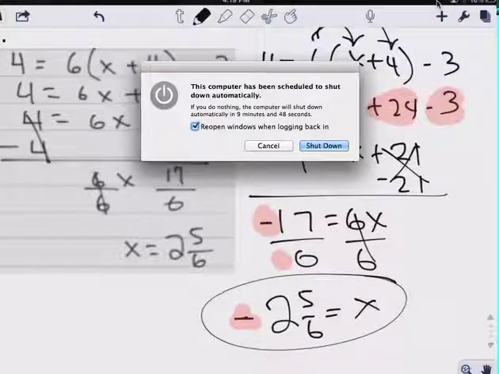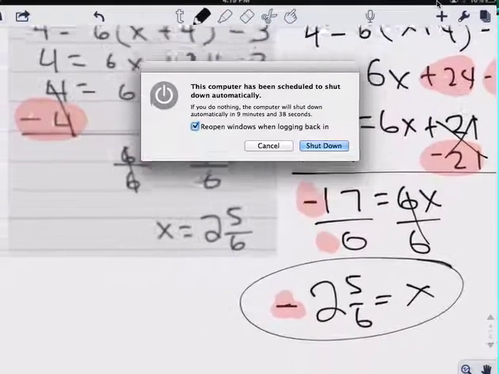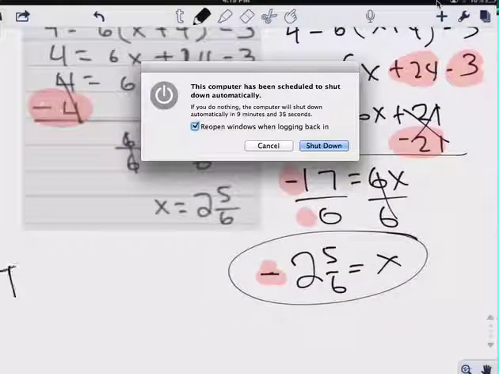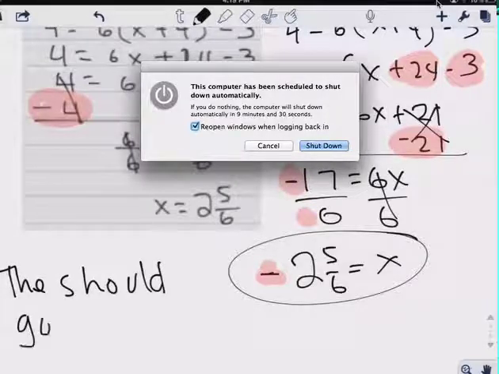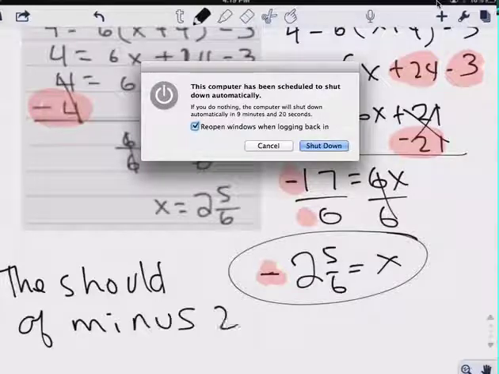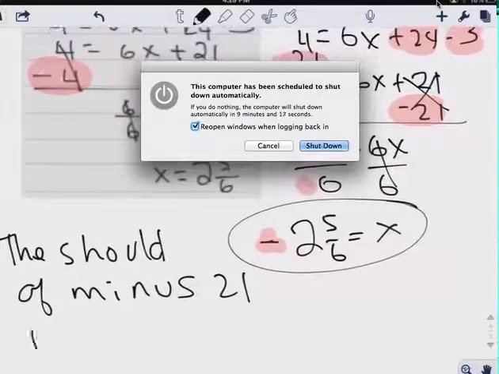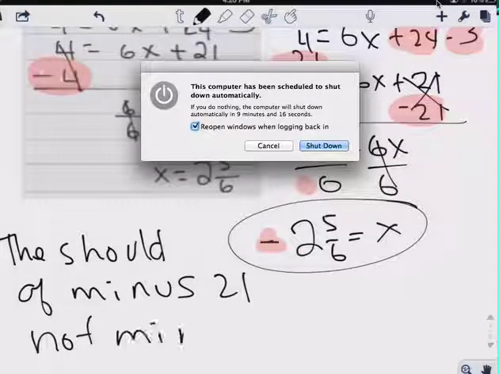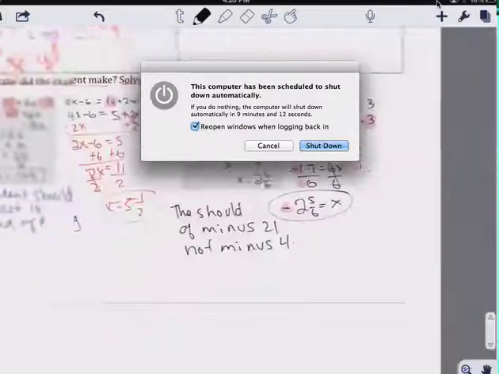Okay, the mistake here is, look at this. They minus 4 when they should have minus 21. They should have minus 21, not minus 4. Okay, that was their mistake.